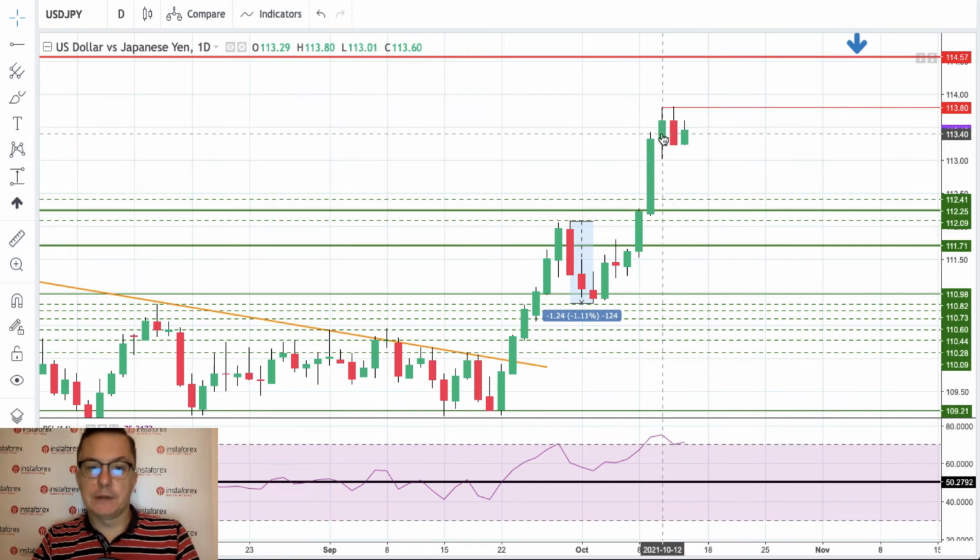If we break below the low of 12th of October, which is at 113, then of course chances to get to 112.41 are rather higher. So please keep an eye on the US dollar to Japanese yen.